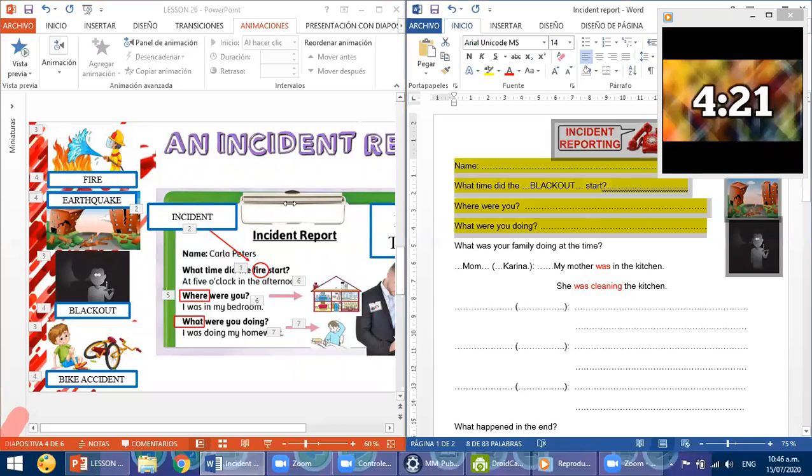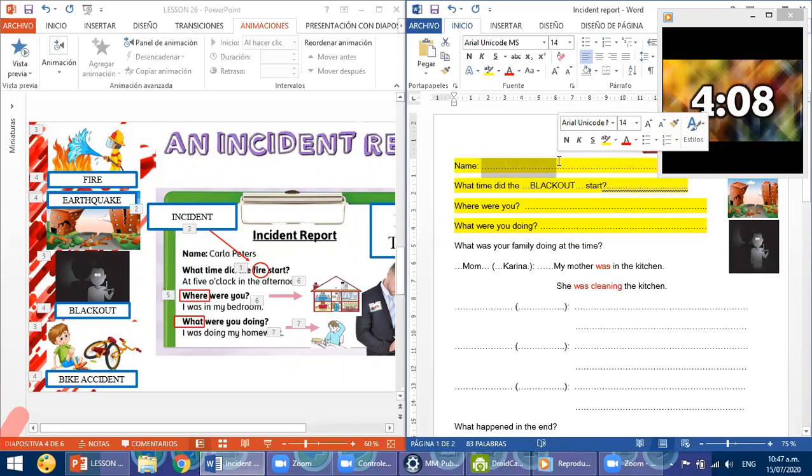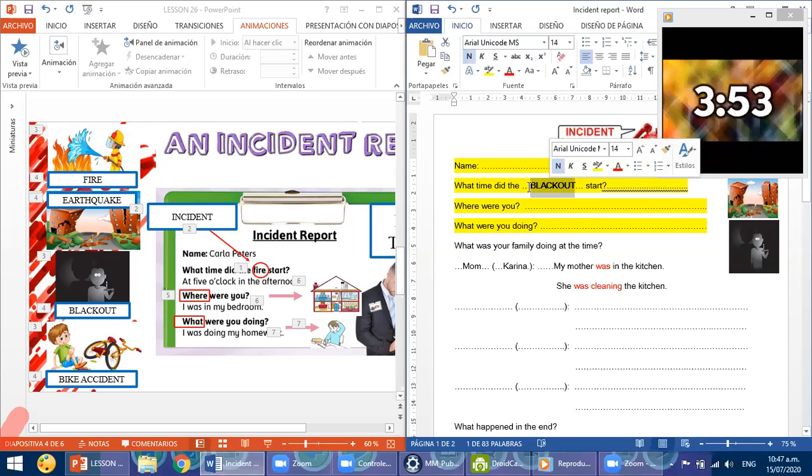Teacher, teacher, una pregunta. En el nombre, ¿vamos a poner nuestro nombre o el nombre de quién ha tenido el accidente? No. In the name, yes, the person who has the accident. But in this case, it's you, your name. Imagine that you are writing this report, okay? It's about you, your name. Then what was the incident? A blackout, a bike accident, a fire, similar to the example in the book. Answer, what time? Where were you? What were you doing?